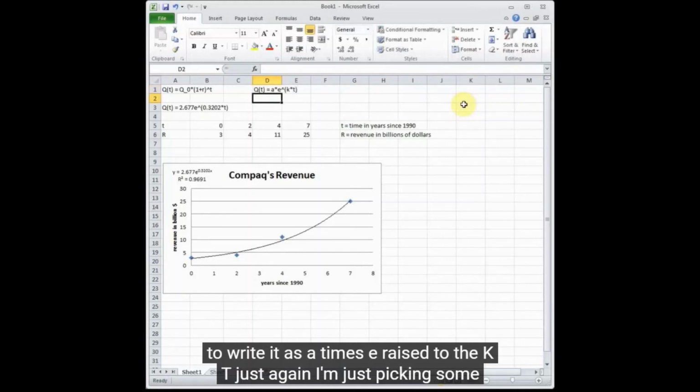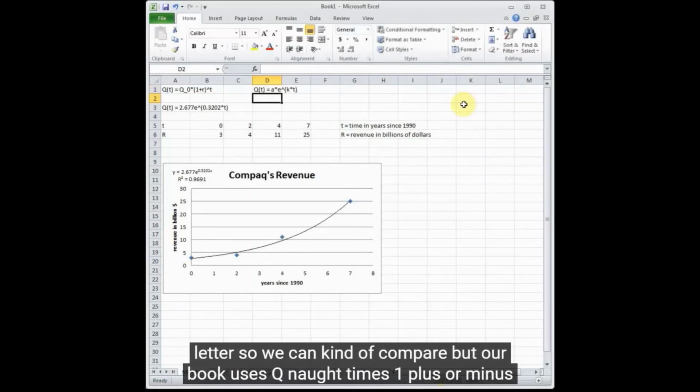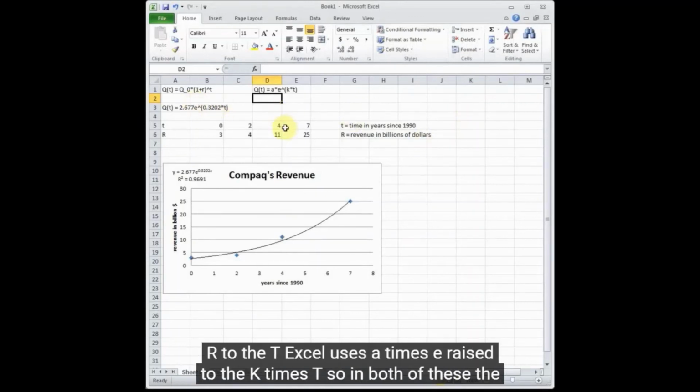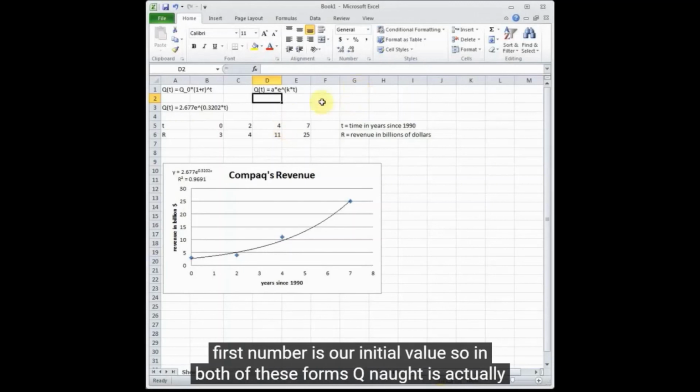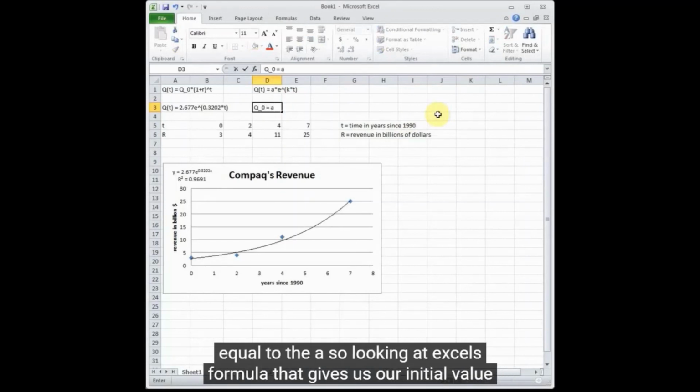Just again, I'm just picking some letters so we can kind of compare. Our book uses Q naught times 1 plus or minus r to the t. Excel uses A times e raised to the k times t. So in both of these, the first number is our initial value. So in both of these forms, Q naught is actually equal to the A.